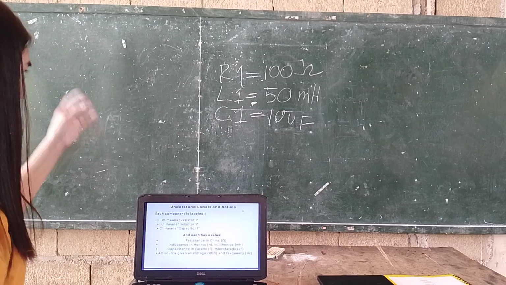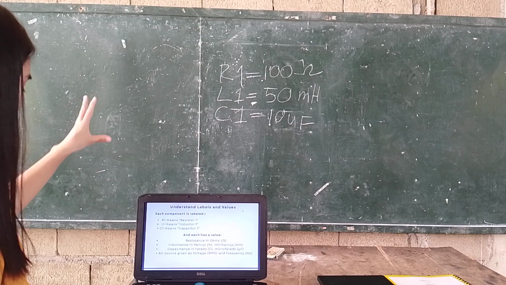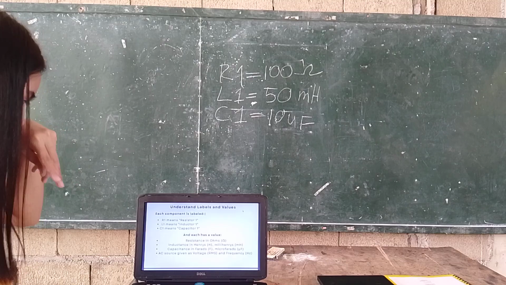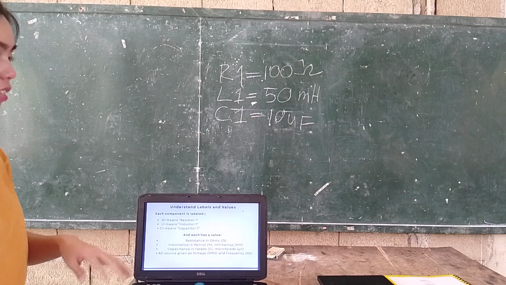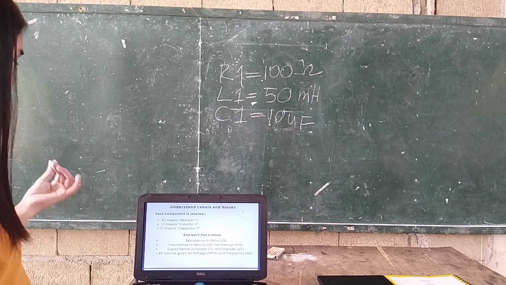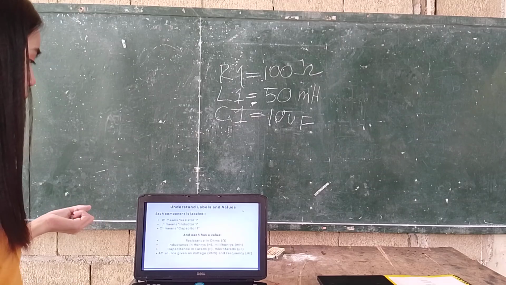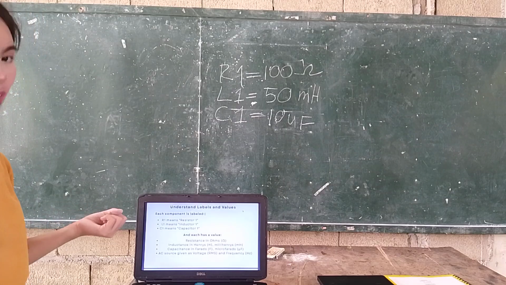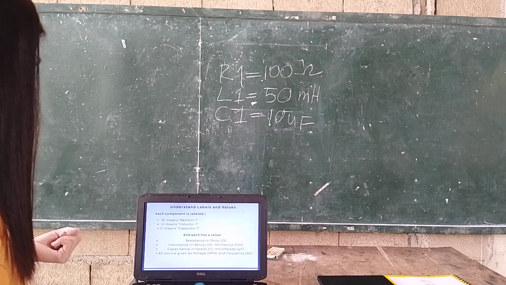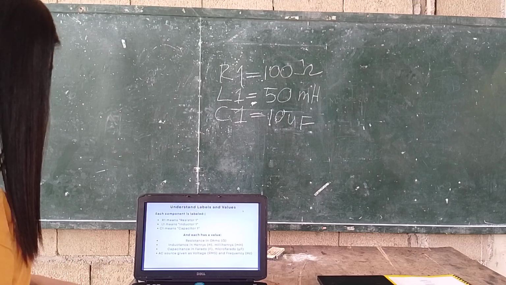Then each has its values. The resistor's unit is ohms. The inductance or the inductor's unit is millihenries or mH. And the capacitance or capacitor's unit is microfarads or farads.